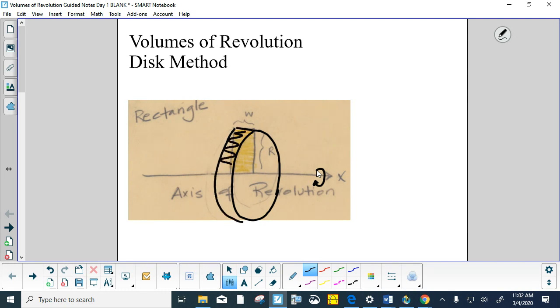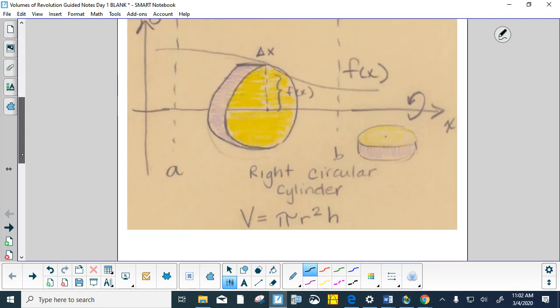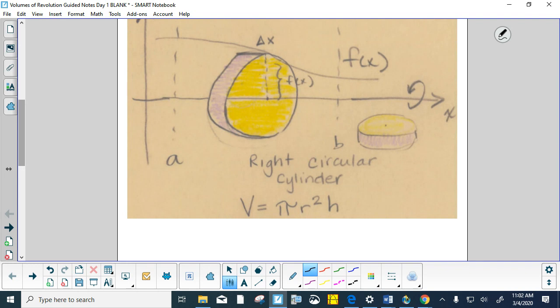a disc, right? And the height here, which is the radius, and then the width is going to be delta x here, typically, and then the radius is your function value. Okay? So what would the volume be? Well, the volume, as we mentioned, was pi r squared h. Pi r squared h, and r we said was the function height.